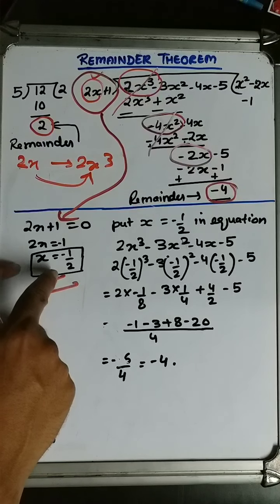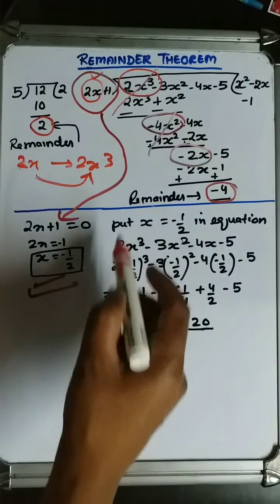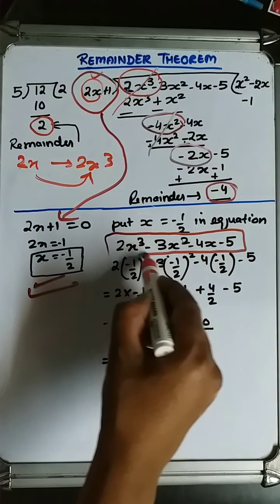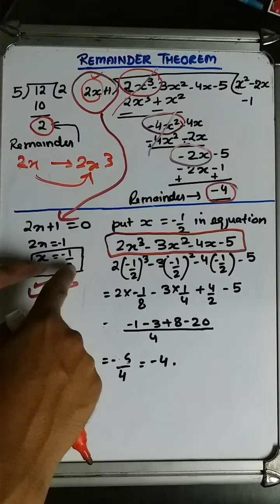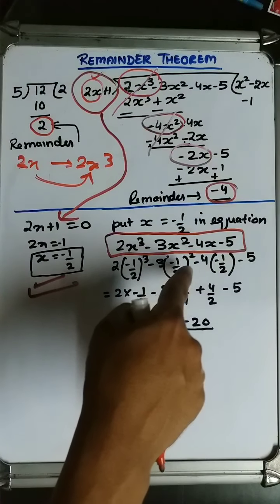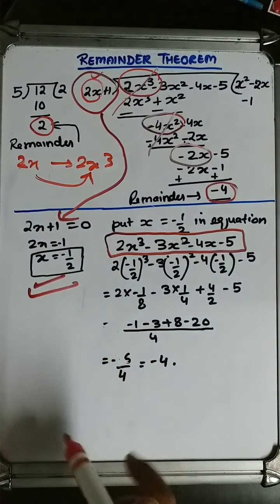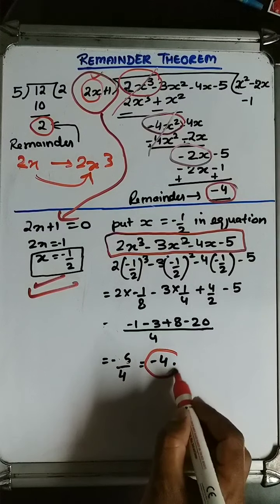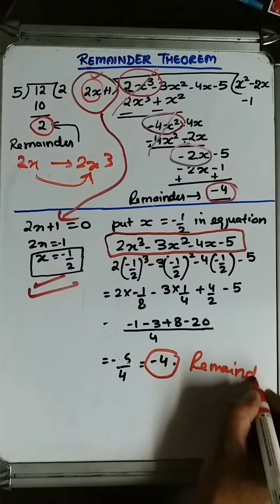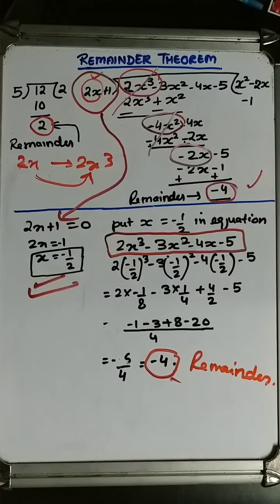Now put this value of x in the given expression. This is the expression we have. Wherever we have x, put the value of x, minus half, minus half, minus half. And on solving and taking out the LCM, you can see what is left is minus 4. That is the remainder. So both methods give the same result.